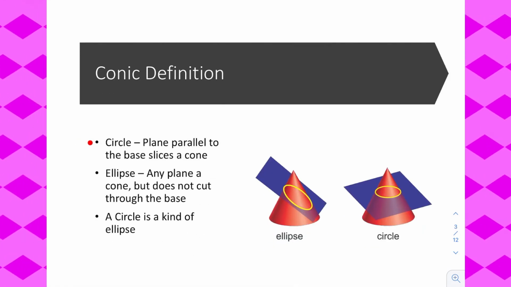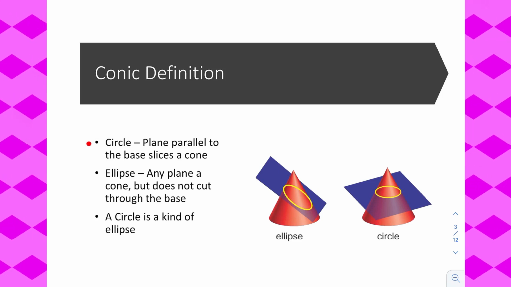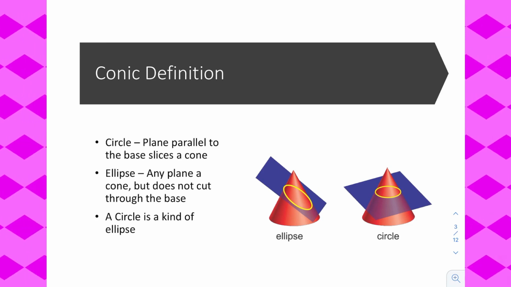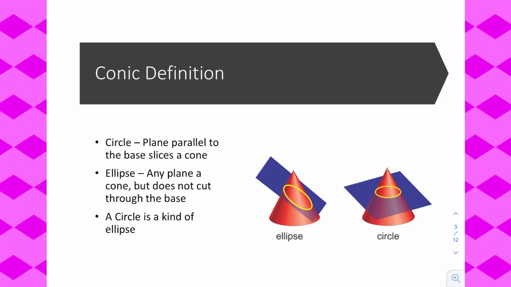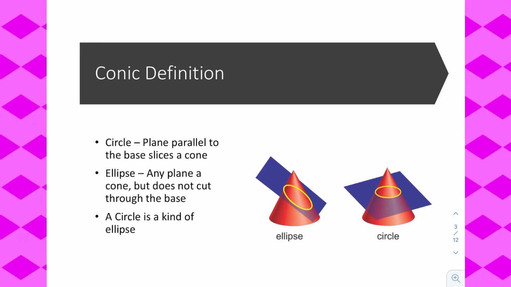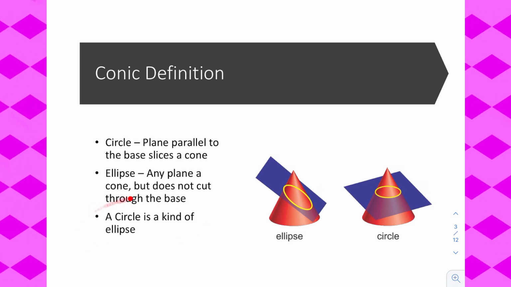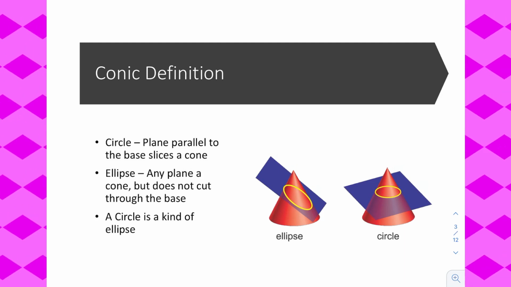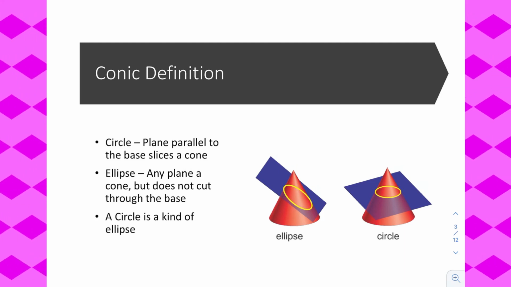First, our conic definition. Circles we've already talked about. It's the shape we get when we intersect a plane and a cone parallel to the base. An ellipse is the shape we get when the plane is not parallel, but doesn't go through the base. A circle is actually a special kind of ellipse.